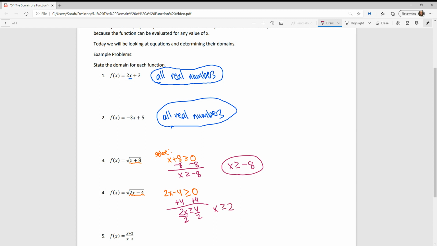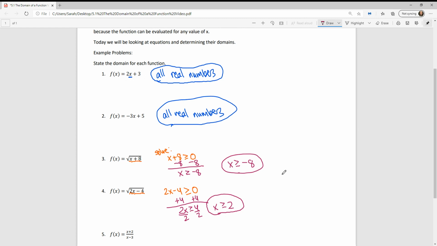If I plugged in 2 here, 2 times 2 is 4, minus 4 is 0. So we get exactly 0, which I can take the square root of. If I plug in any number bigger than 2, I'll get a positive number, which I can also take the square root of. So our domain here is x is greater than or equal to 2.